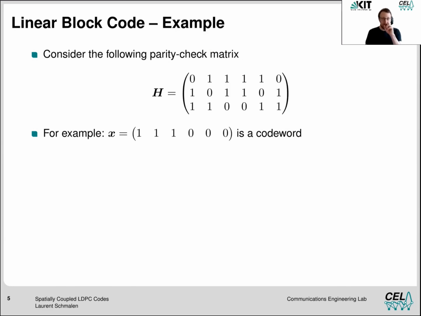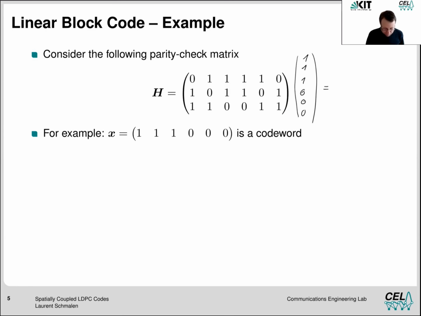So here is an example. We have a parity check matrix H, and we have an example code word x equals 111000, and we can verify this. We can just verify that this is equal to, if we multiply this row by this column, we get 0 times 1 plus 1 times 1 plus 1 times 1 plus 0 plus 0 plus 0. So this is equal to 0.